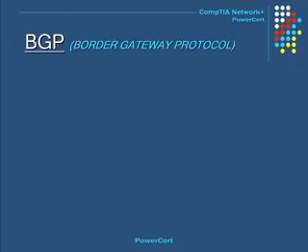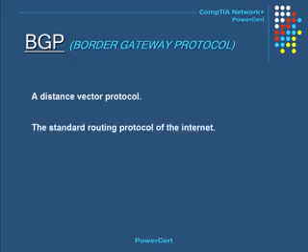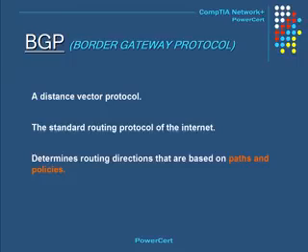Another distance vector routing protocol is called BGP, which stands for Border Gateway Protocol. This is the standard routing protocol of the Internet. It determines routing directions that are based on paths and policies.